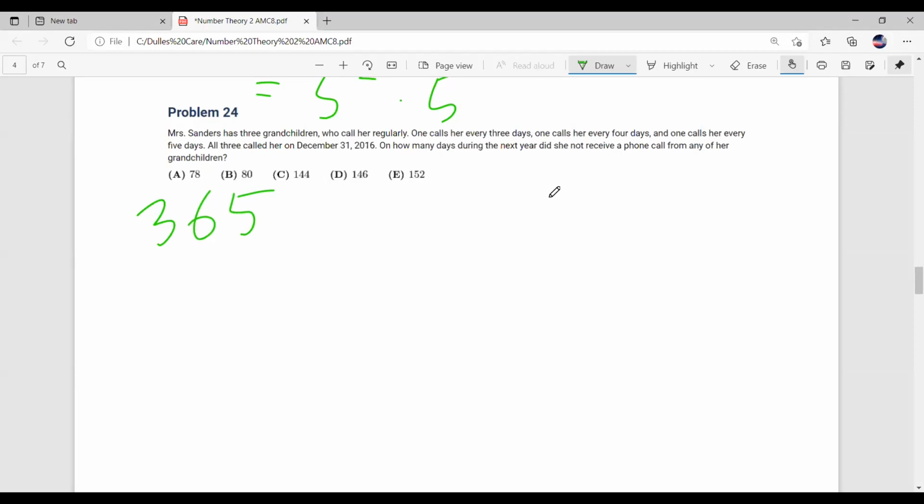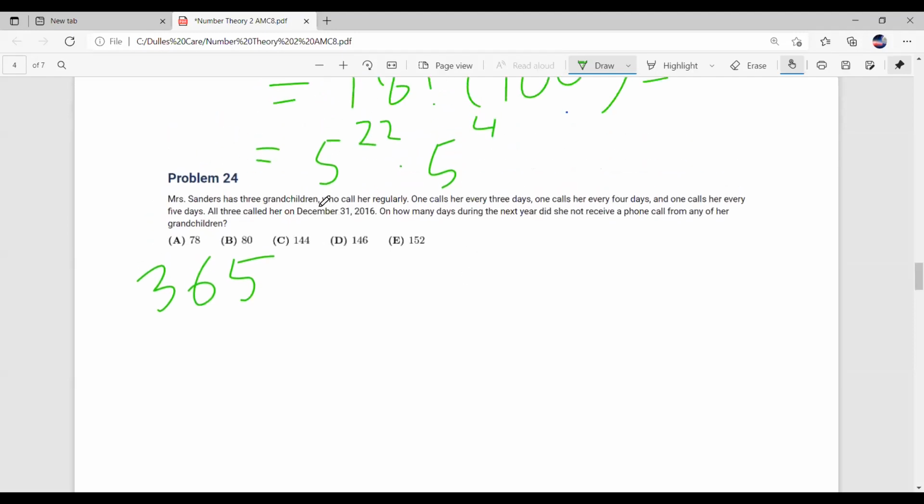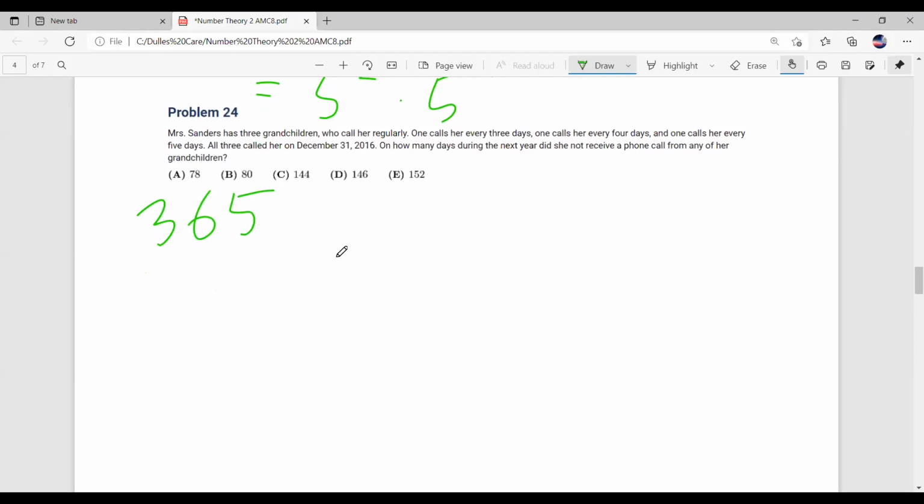And of these 365 days, one of her grandchildren calls her every 3 days, one calls her every 4 days, and one calls her every 5 days. Since this is on our last stretches of today's class, I actually want to see if y'all can get a solution to this problem. So let me give you 1 or 2 minutes to solve this problem.